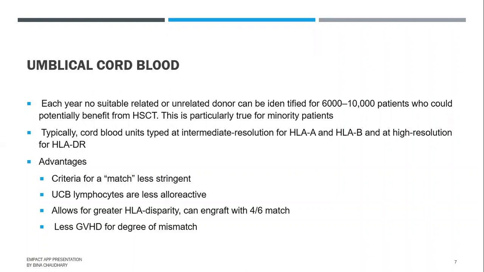There are advantages of umbilical cord blood too. The criteria for the match can be less stringent, so it can be 4 out of 6. Umbilical cord blood lymphocytes are less alloreactive, and it also allows for greater HLA disparity. It can engraft with a 4/6 match, and there is less chance of getting GVHD for the degree of mismatch. So there are not many chances for GVHD.